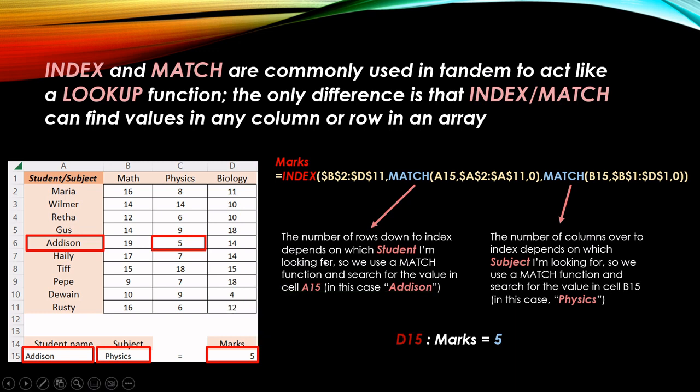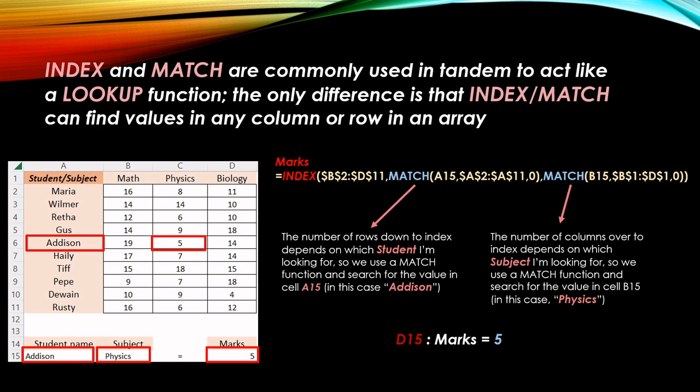So if you recall the first piece of the index function, which is array, which is B2 from here to D11. This is the array we need to select. The second piece is the row number. So here, how many rows down do you want to move? In this case, the number of rows down that we want to move depends on which student you care about.